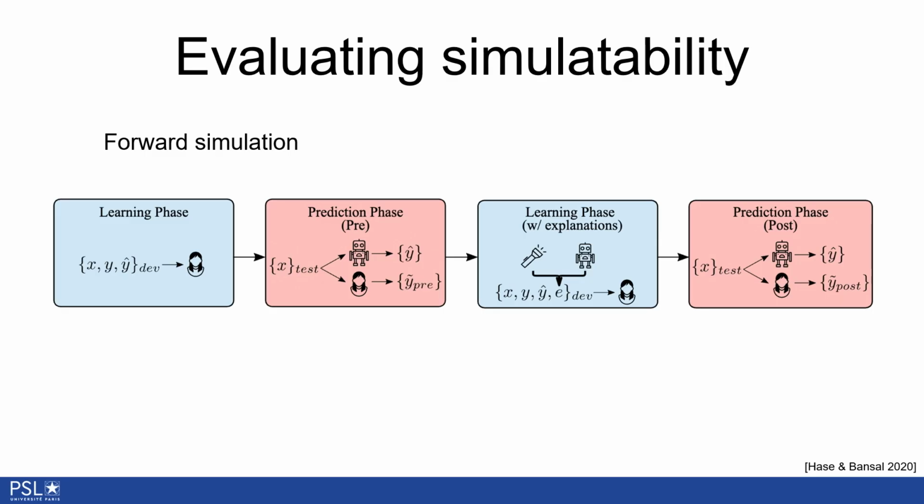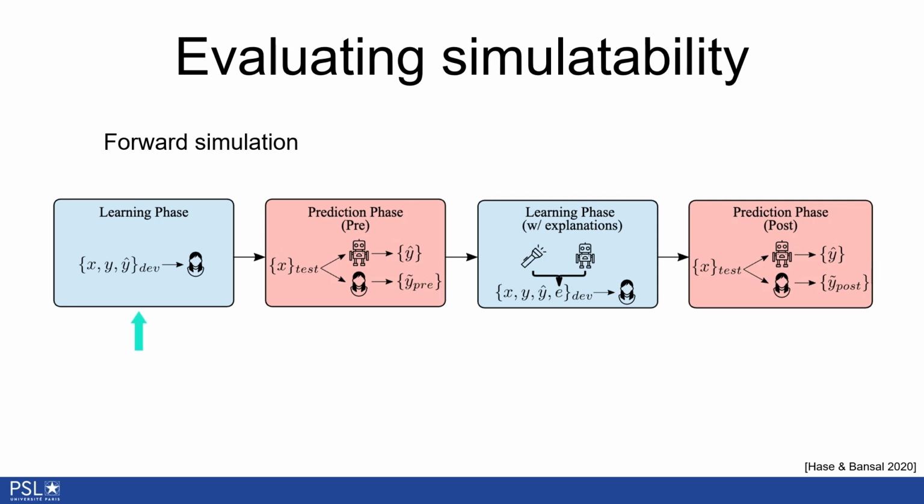A key part of the study by Hayes and Bansal was that they designed procedures to evaluate how much the explanations helped the subject understand what the model was doing. In fact, they designed two procedures. The first procedure aimed to quantify the effect of explanations on forward simulations, specifically how well the subjects can predict the output of the model. This procedure consisted of 4 phases.